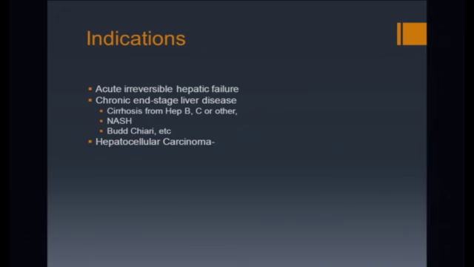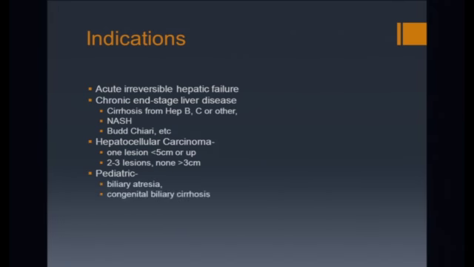Hepatocellular carcinoma can be treated with transplantation if it meets a number of conditions, namely, if you have one lesion less than 5 centimeters or 2 to 3 lesions, none of which are greater than 3 centimeters. In children, the indications for liver transplantation include biliary atresia, congenital biliary cirrhosis, congenital hepatic fibrosis.